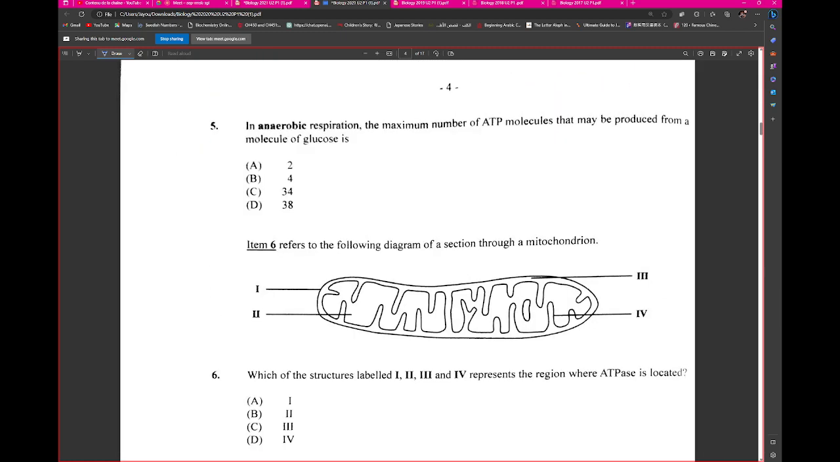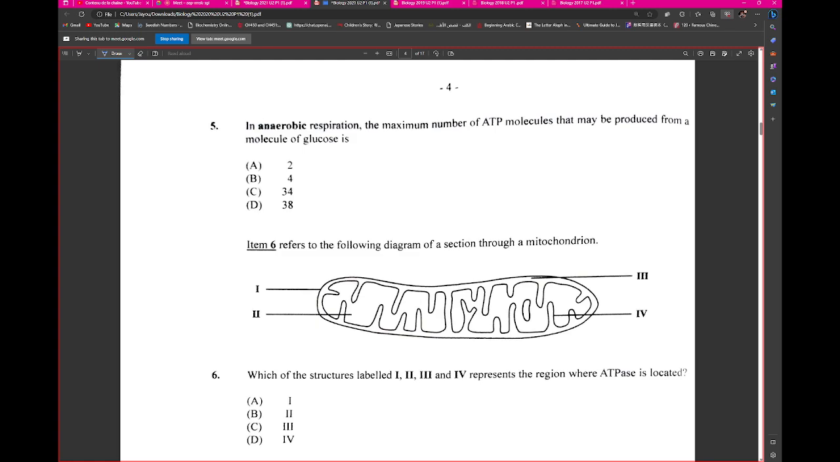In anaerobic respiration, the maximum number of ATP molecules that may be produced from a molecule of glucose is A, sir. 2. You sure? Sure. Yes, sir. Sir, you did 4 and the net is 2. Ah, okay. It is 4, but the net is 2. So we use 2, and we create 4. So therefore the net is 2.